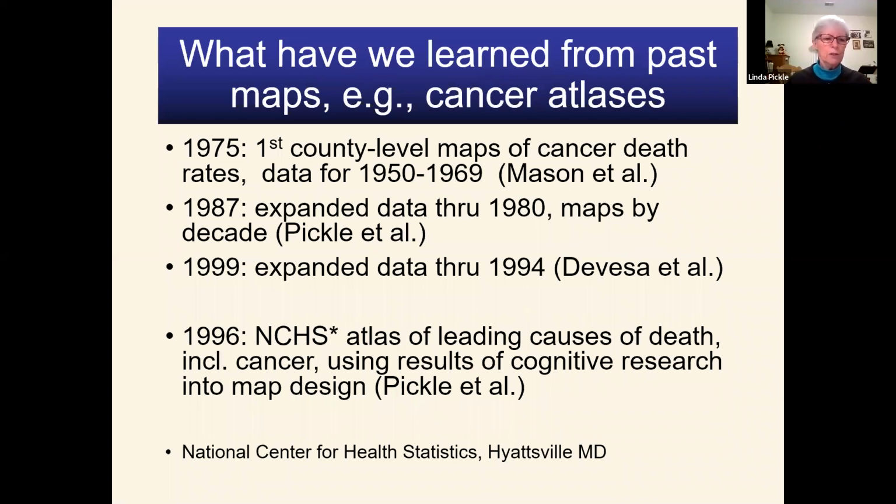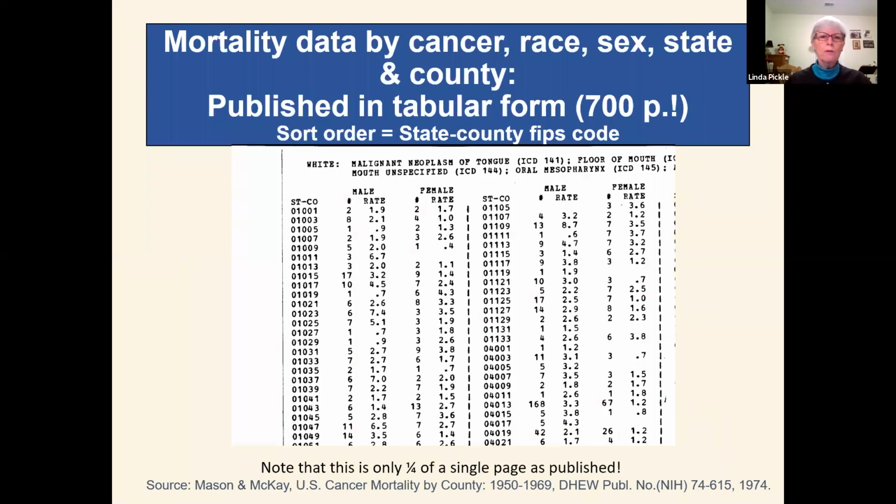So the National Cancer Institute published 3 sets of cancer atlases from 1975 to 1999. And the National Center for Health Statistics published one in 1996, which we'll see examples from most of those. Prior to 1975, cancer statistics were published in tabular form like this. I don't expect you to read the details. The point is, this is only 1/4 of one of 700 pages. We refer to this as the phone book. It could be used as a doorstop.